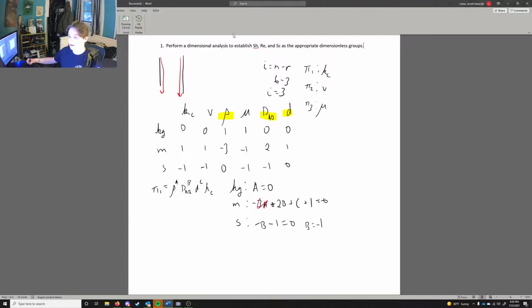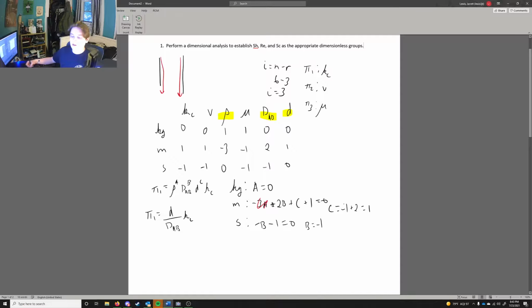We'll add 2 to both sides and subtract 1 from both sides, and we can see that C is equal to -1 plus 2, which is equal to 1. So now we'll put it in our equation. Density is not included, and B is equal to -1, C is equal to 1, so we'll have the diameter divided by the diffusivity times the mass transfer coefficient.